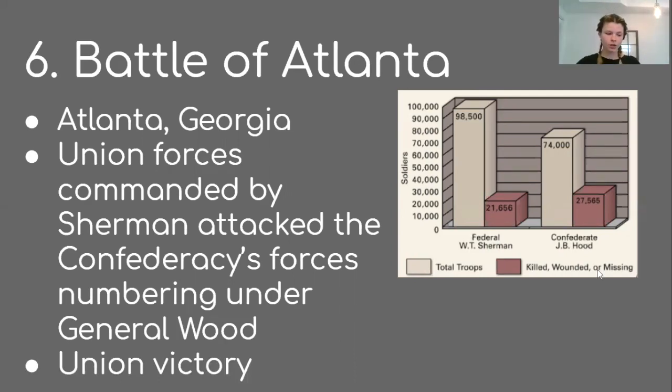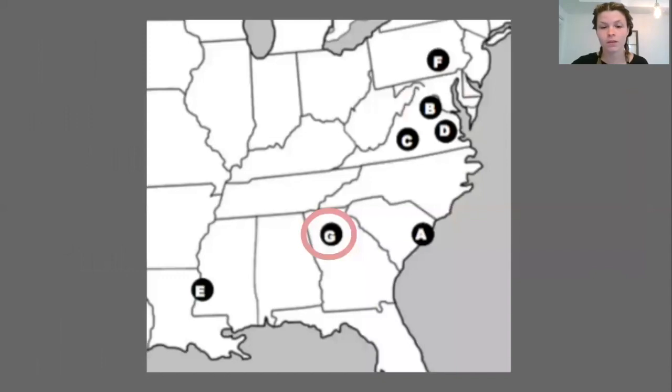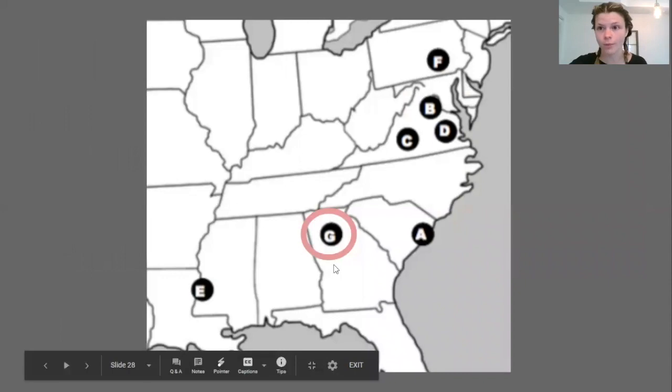Sherman achieved something called total war, which is basically brutal and total destruction. And this ends up being a Union victory. The Battle of Atlanta is in Atlanta, Georgia, which is letter G on our map.